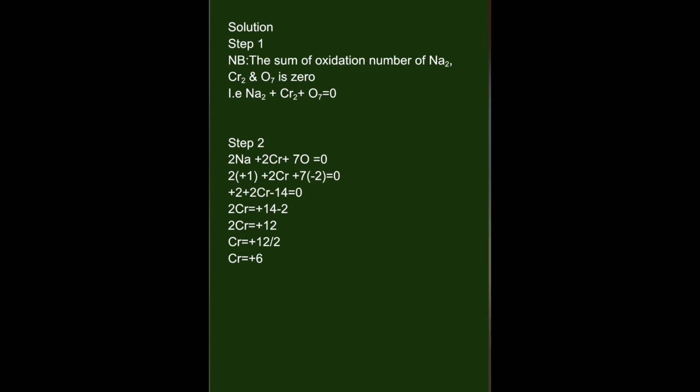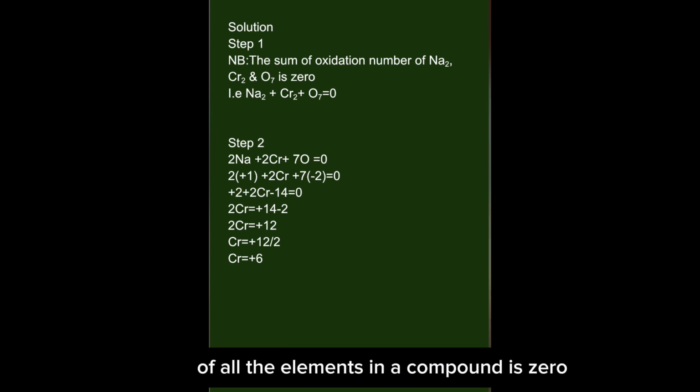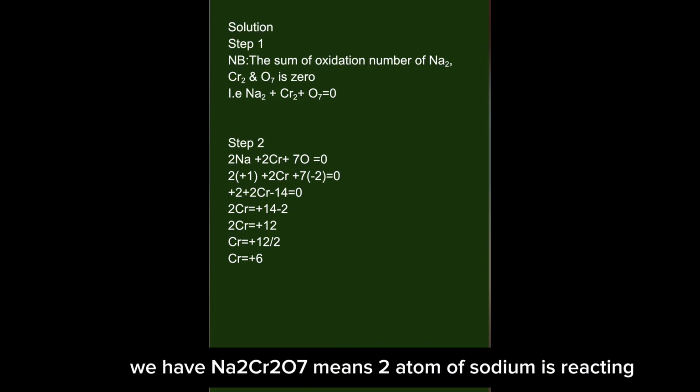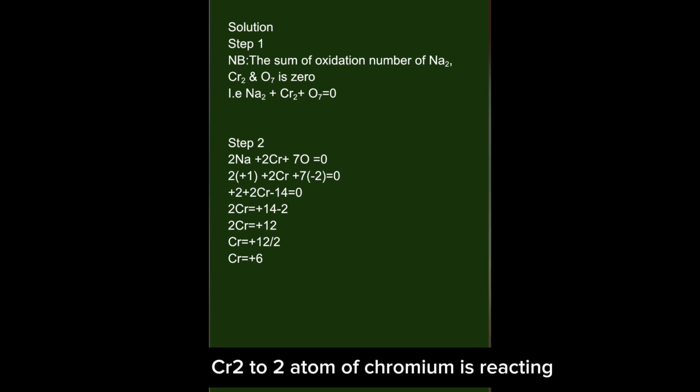The first step, we should recall that the sum of the oxidation numbers of all the elements in a compound is 0. So that is, the oxidation number of sodium plus the oxidation number of chromium plus the oxidation number of oxygen is 0. We have Na2Cr2O7. Na2 means 2 atoms of sodium are reacting, Cr2, 2 atoms of chromium are reacting, and O7, 7 atoms of oxygen are reacting. It should be noted that the oxidation number of sodium is usually +1, and the oxidation number of oxygen, as mentioned earlier, is usually -2.